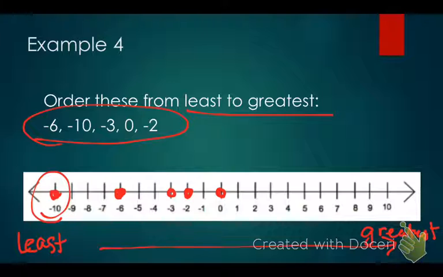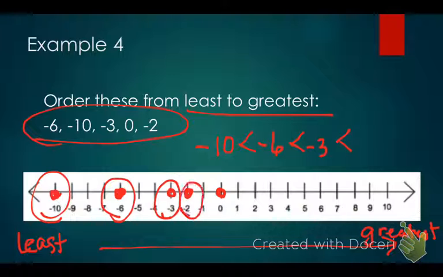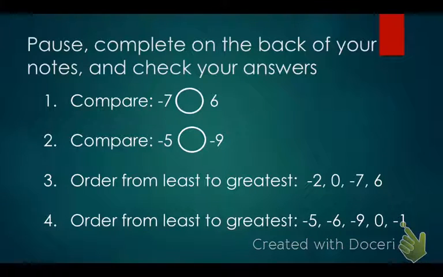So the first point right here, -10, is less than. Next one, -6 is less than. -3 is less than. -2, which is less than 0. So 0 in this case is the greatest one. Okay. All right. You're gonna pause the video, complete these on the back of your notes, and then come back, check your answer. So pause the video, answer these, and check your answers. Pause the video.